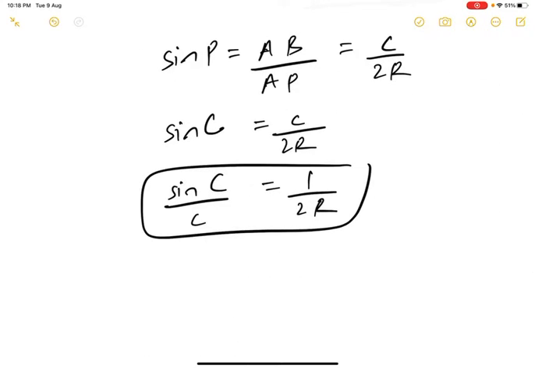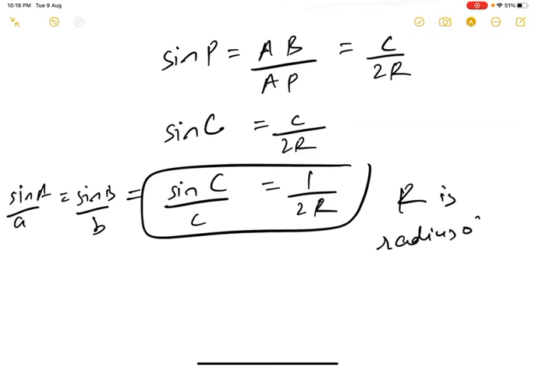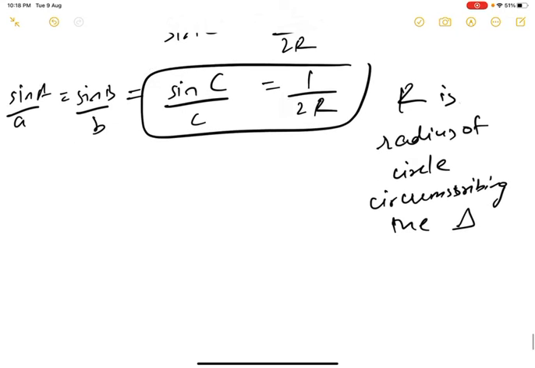So that is your whole. So you can write down over here: sine A upon a is equal to sine B upon b is equal to sine C upon c is equal to 1 by R. And this R is the radius of the circle circumscribing the triangle. Circumscribing means touching the vertices of the triangle. 3 vertices are there. Okay, so that is your sine rule.